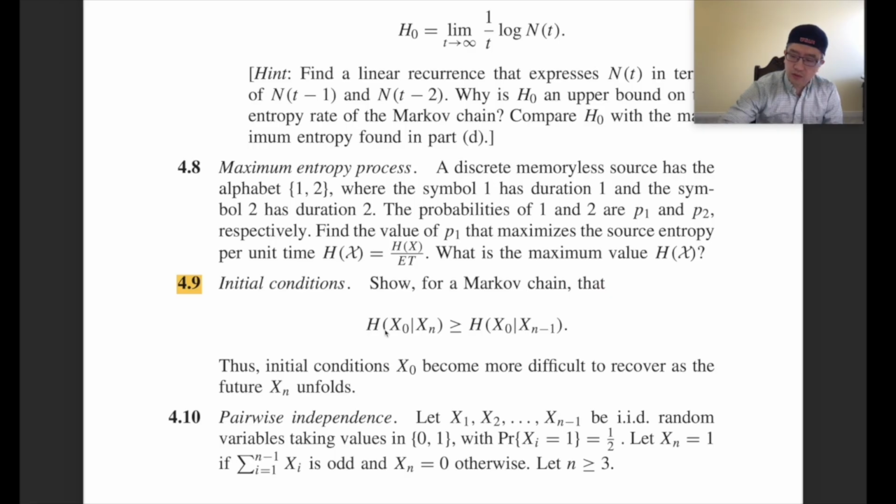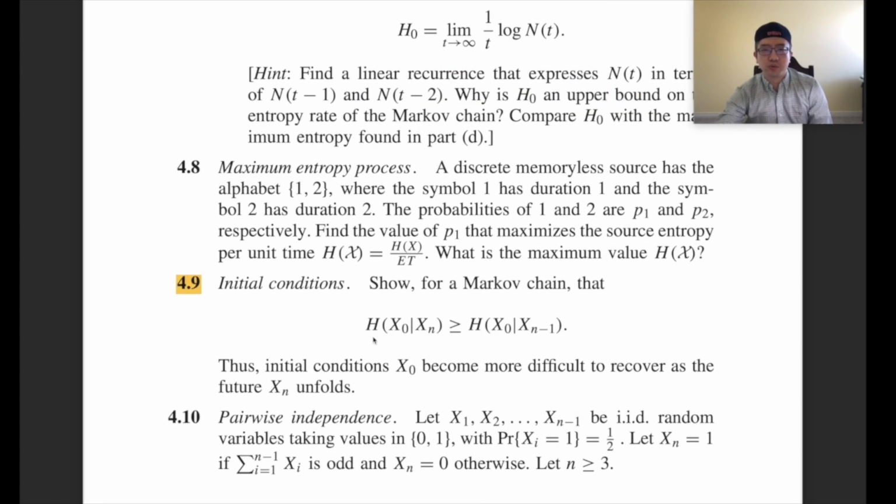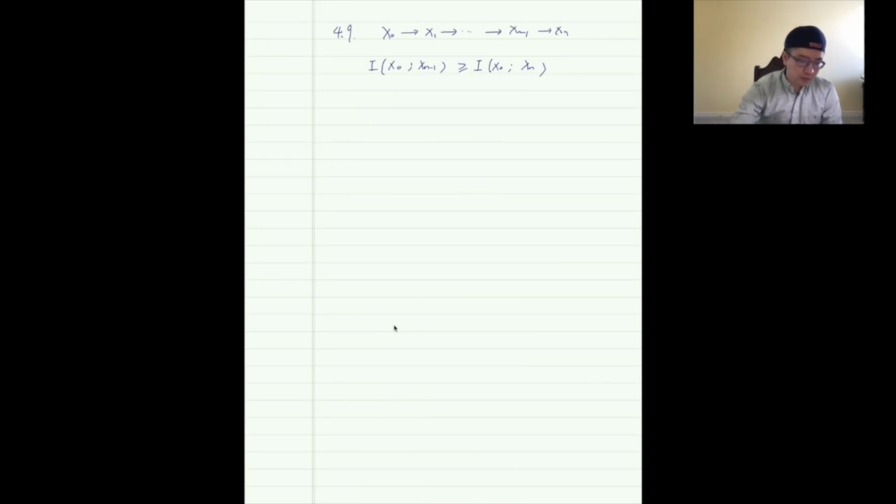So let's think about it. Basically we have x0, x1, up to xn minus 1 and xn, right? From the data processing inequality, what we know is that the mutual information between x0 and xn minus 1 should be bigger than or equal to the mutual information between x0 and xn, right? So this basically means almost the same thing as what we want to prove here, right? So this is data processing.